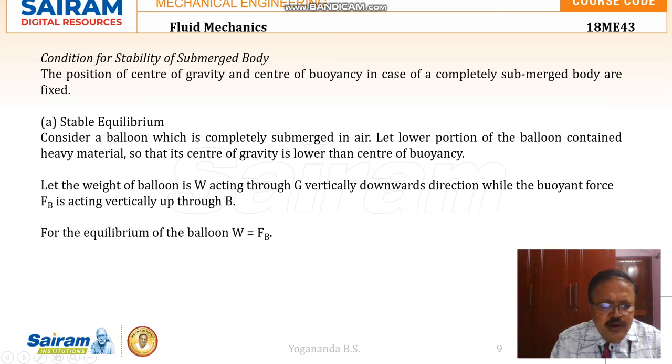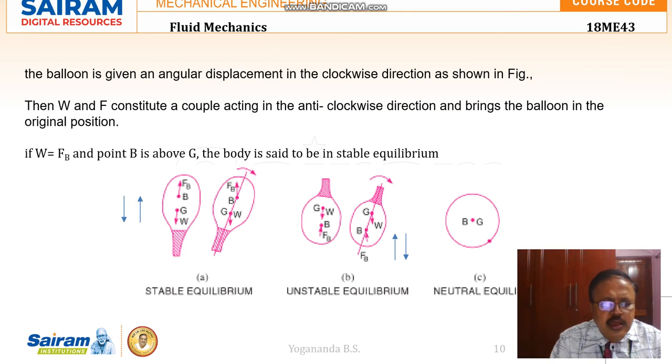through point B. For the equilibrium, let us assume that the weight W acting downwards will be exactly equal to FB, that is the buoyancy force. Now we give a small tilt, an angular displacement in clockwise direction as shown in the figure. Now this G and B earlier were on the same line. Now they are separated by some distance. So they are two equal and opposite forces separated by some distance here.